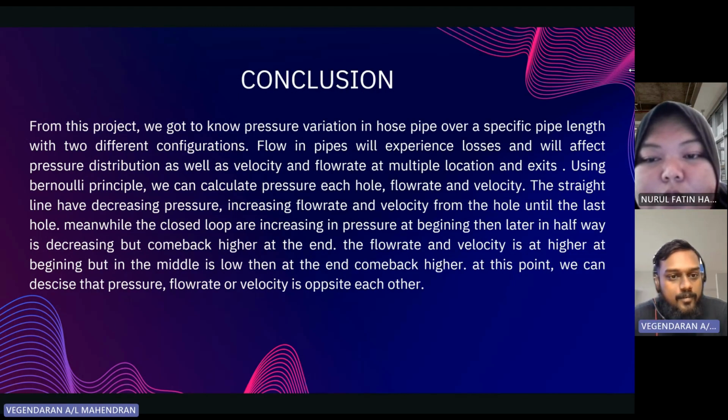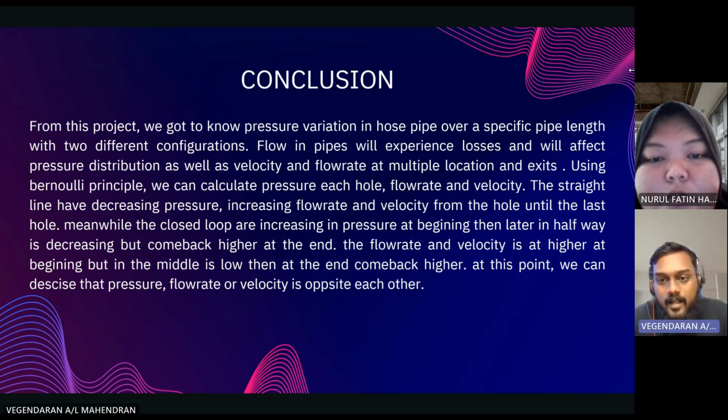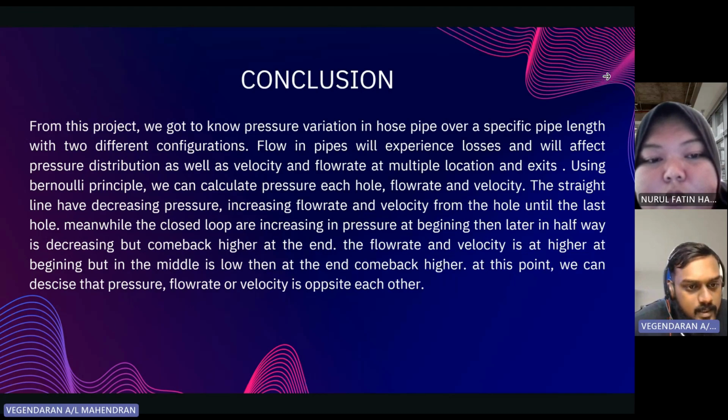The straight line has decreasing pressure, and increasing flow rate and velocity from the first hole until the last hole. Meanwhile, the closed loop has increasing pressure at the beginning, then halfway it is decreasing but comes back higher at the end. Flow rate and velocity are higher at the beginning, but low in the middle, and come back higher at the end. At this point, we can decide that pressure, flow rate and velocity are opposite to each other.